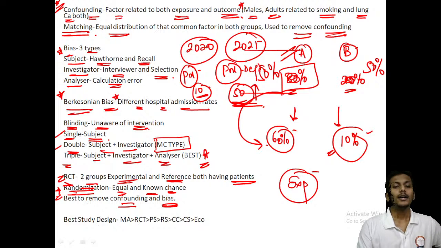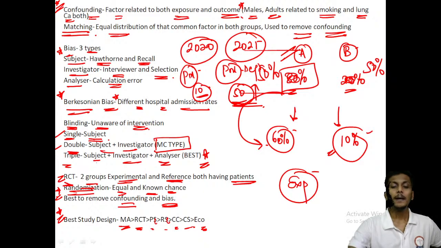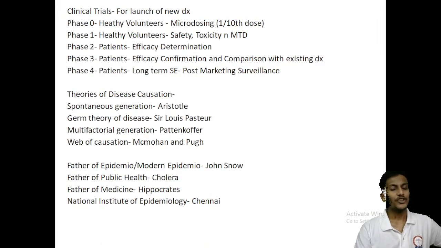Yaad rakhna. Now a question can come, which is the best study design out of all? So please remember, the best study design out of all is your meta-analysis, followed by randomized control trial or RCT, followed by prospective cohort, followed by retrospective cohort, followed by case control, followed by cross-sectional, and lastly your ecological study. So the best study design would be meta-analysis, and second best would be RCT.